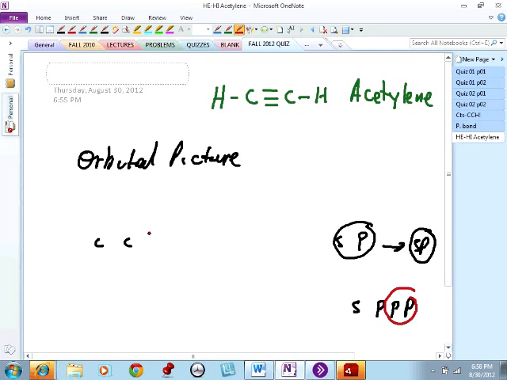Okay, so therefore, if I tell you to give me the orbital picture, then you have the carbon atom here. Okay, so this carbon here has an sp hybridized orbital, and another sp hybridized orbital, and this other carbon also has two sp hybridized orbitals. Each one of those will overlap according to what we have here with hydrogen, s orbital. And that's your hydrogen right there.